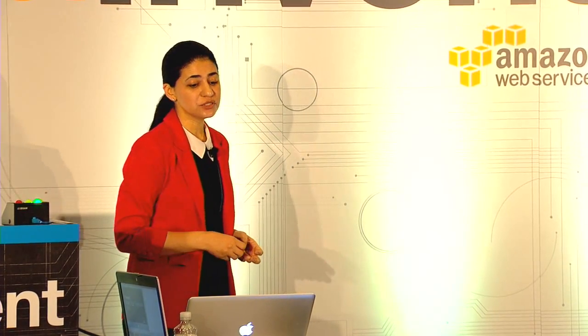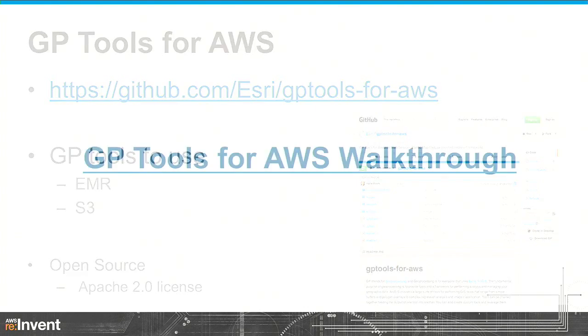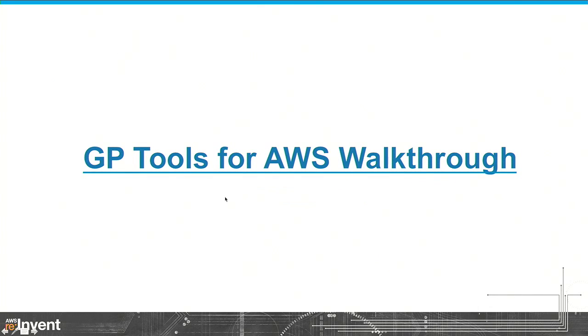So the set of GP tools that work with EMR, Amazon Web Services, is also available in GitHub. It's under a repo called GP tools for AWS. And again, just to quickly show you what this repo looks like. So when you go to it, if I can find my mouse again.